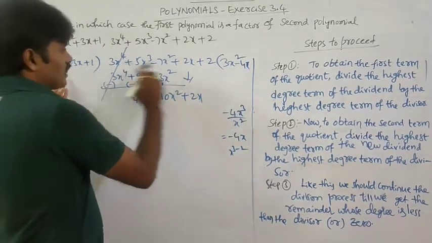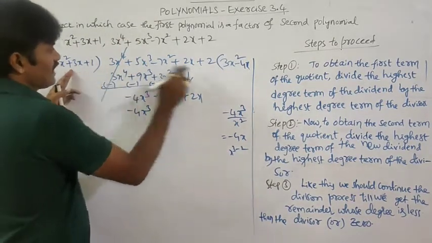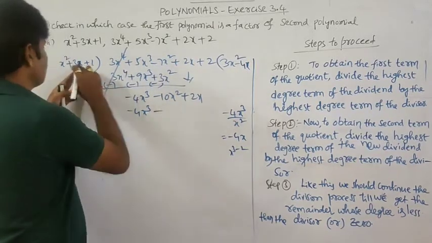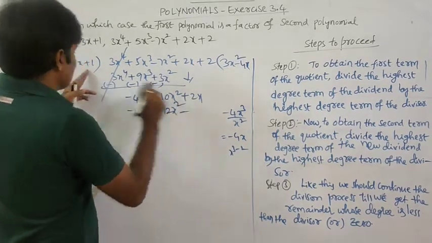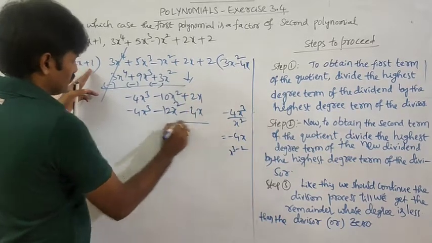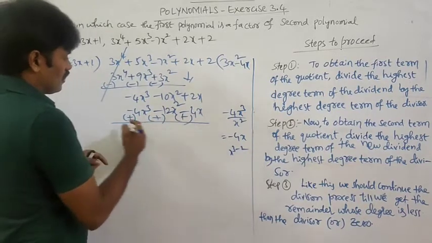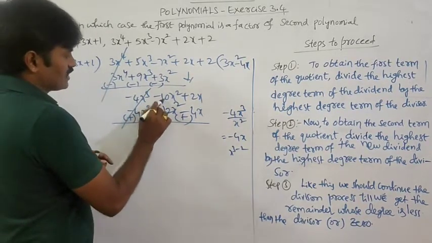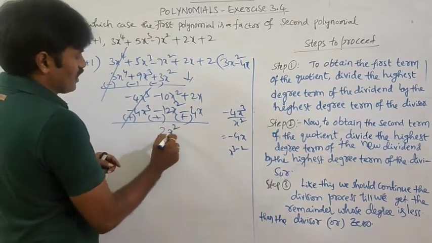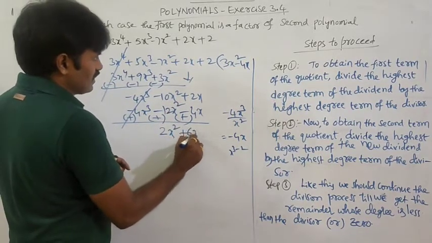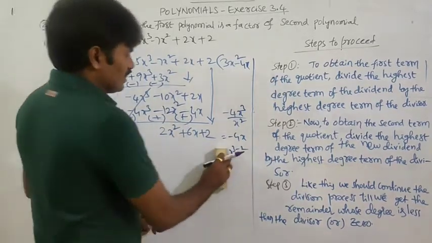Now multiply the whole divisor by minus 4x. Minus 4x into x square, minus 4x cube, plus 3x into minus 4x, minus 12x square, plus 1 into minus 4x, minus 4x. Now the division process, changing signs. All the plus terms get cancelled. Minus 10x square plus 12x square, these two are like terms. Minus 10 plus 12 gives us 2, so plus 2x square, plus 2x, plus 4x, plus 6x. Bring down the next term, that is plus 2. Now erasing the rough work.